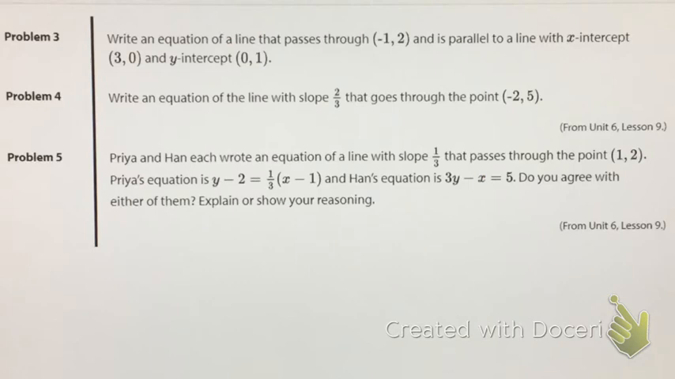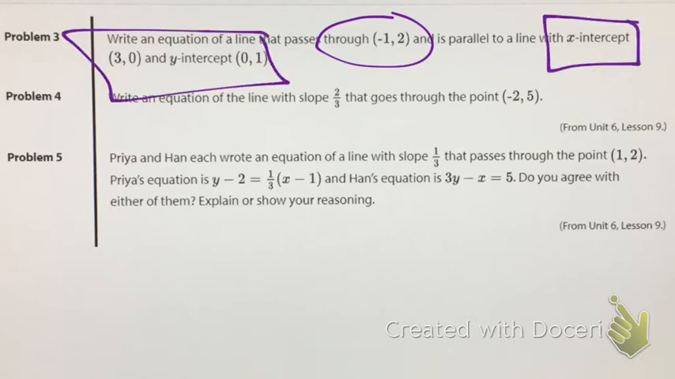So, write an equation of a line that passes through that point and is parallel to this line with the x-intercept and the y-intercept. Ooh, well, I'm not going to be able to keep this under 10 minutes now.